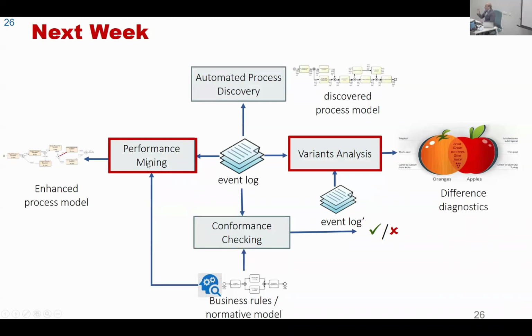Next week, we're going to look at performance mining, analyzing particularly the temporal performance of a process, and then hook that with variant analysis to compare, for example, cases where the performance is better than in other cases. For example, that for a given type of customer, we are performing better than for another type of customer.